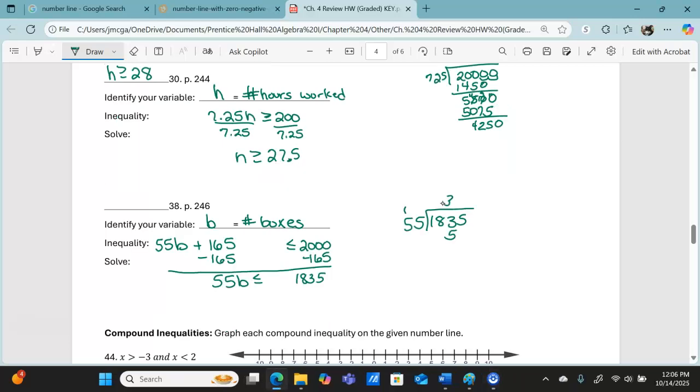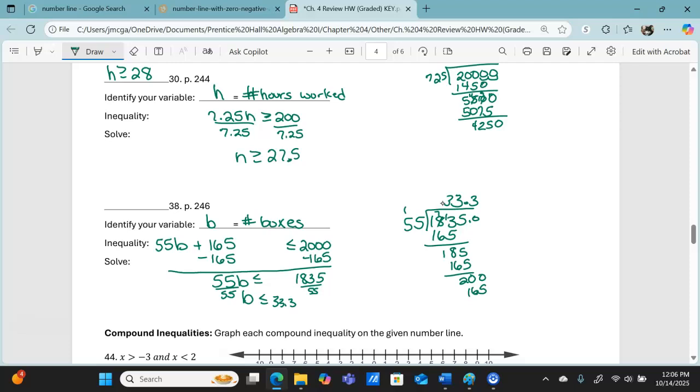15, carry the 1. 15 plus 1 is 16. That would be an 8, 1, 85. So it'll go 3 times again. 20, 0, 3 times again. I'm going to stop because, oops, I didn't show that division. I end up with B has to be less than or equal to 33.3.